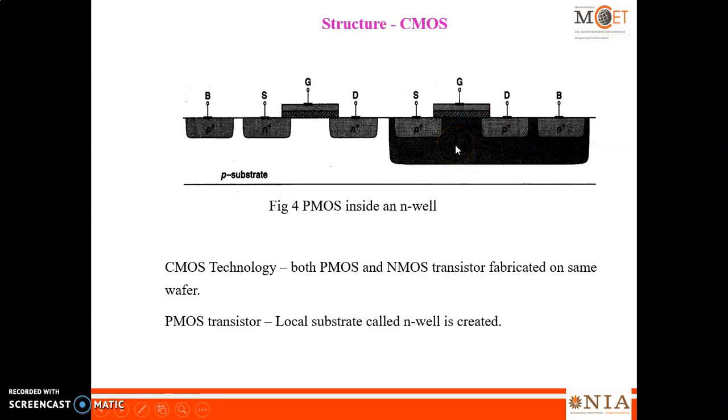So what can we do? You create a local substrate which you normally call an N-well. So source and drain are both heavily doped P-type regions fabricated on a local N-well, which results in a PMOS transistor. So now you have placed both the NMOS transistor and the PMOS transistor on a single wafer, which results in a CMOS transistor.